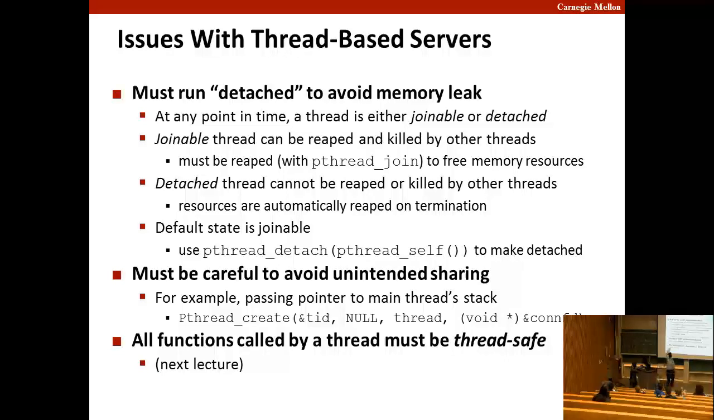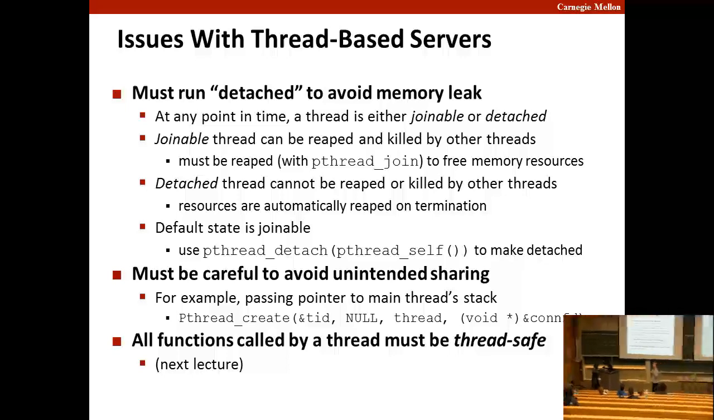We need to be careful to avoid unintended sharing, right? And all functions must be thread safe. We'll talk about that next class. But the preview on this is if it's possible to have multiple things happen at the same time, obviously our code needs to be correct with respect to that. If I have a problem like we saw with that counter, my program's now broken. If I call a function that's part of a library that you wrote, your libraries have to be correct. It's not enough for the code I see to be correct. All the code has to be correct.